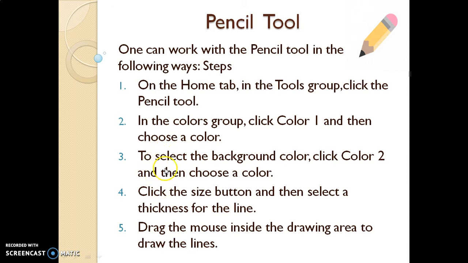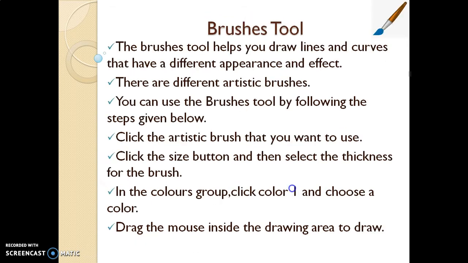Third step is to select the background color. Click Color 2 and then choose a color. Color 2 is used basically for the background color. Then click the Size button and select the thickness for the line. Drag the mouse inside the drawing area to draw the lines. So these are the steps that you need to follow while using the pencil tool.